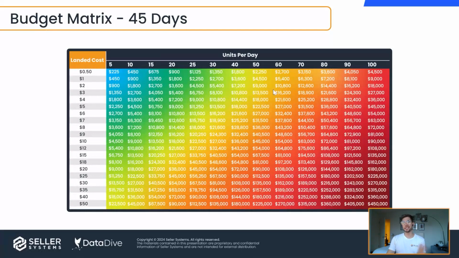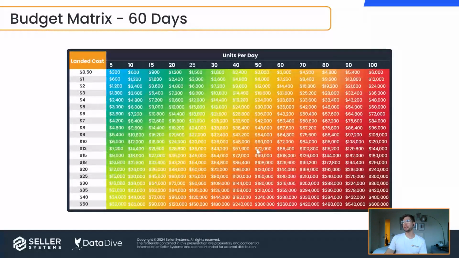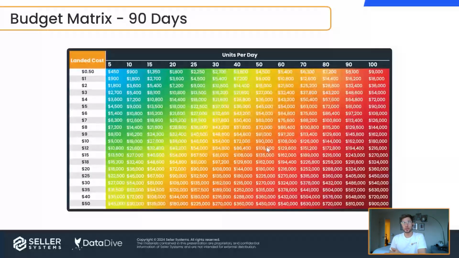So you can adjust these toggles inside of Data Dive, and you can go from 45, 60. The most common is going to be 90 days. And again, I just want to reiterate, we're going to show you two different ways of validating a product. If you launch a product and you don't have enough inventory, or you launch a product and you don't have the adequate budget required to launch, it's going to be very difficult, most likely impossible to succeed.